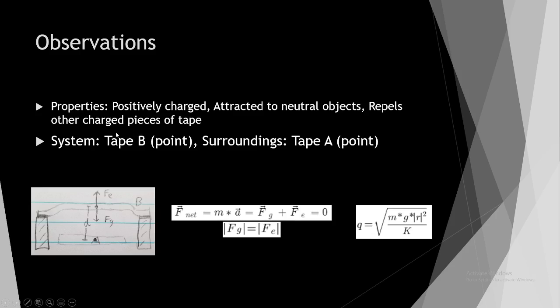We use that property when creating our experiment to collect data we use to calculate the approximate charge of the pieces of tape. So here we have the 2 point charges of the tape given by these dots separated by a distance d, where our system, tape B, is affected by the electric and gravitational force, or the electric force is given by the surrounding tape A. Here the tape is in static equilibrium, or in other words motionless. Acceleration is equal to 0, meaning that the magnitude of the forces must be equal to satisfy the equation. And by rearranging the equations we can get an equation for Q.